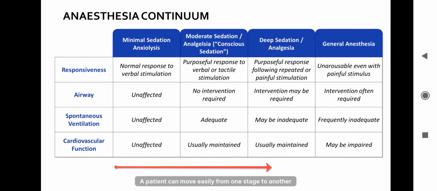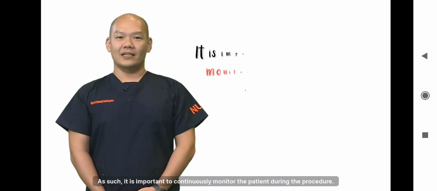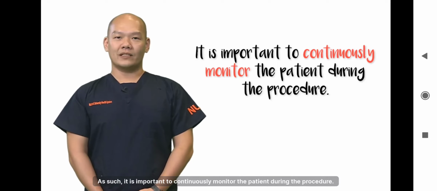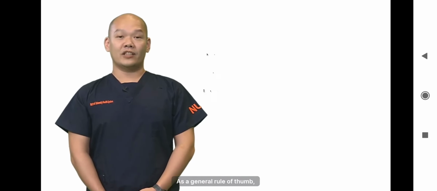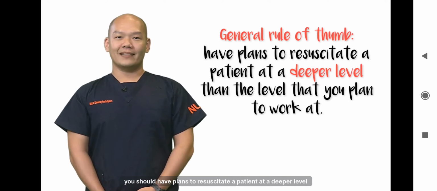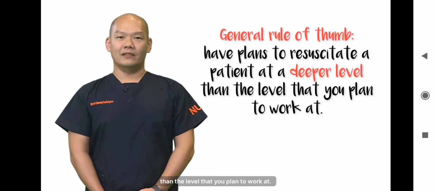A patient can move easily from one stage to another depending on how the body reacts to the sedation agent. This means that even if we were aiming to provide anxiolysis, the patient can slip into moderate or even deep sedation. It is important as the protective reflexes of a patient decrease as they become more sedated, compromising the airway and cardiovascular functions. As such, it is important to continuously monitor the patient during the procedure. And as a general rule of thumb, you should have plans to resuscitate a patient at a deeper level than the level you plan to work at.